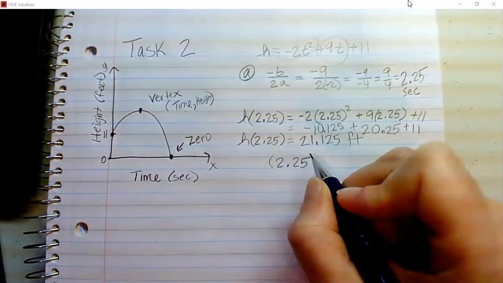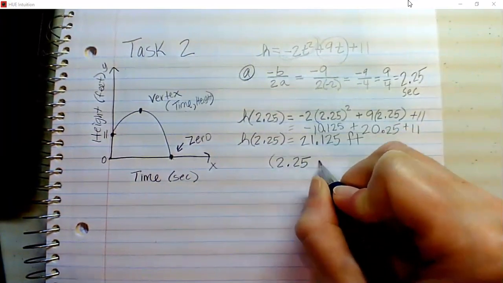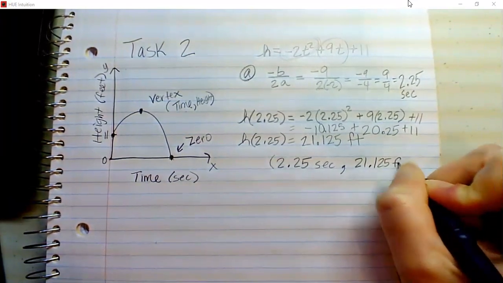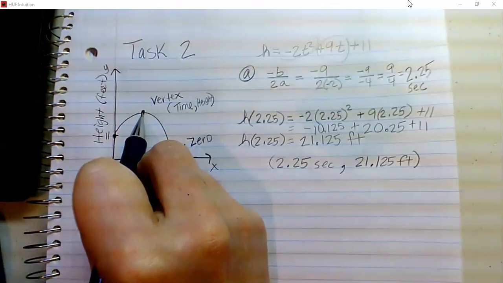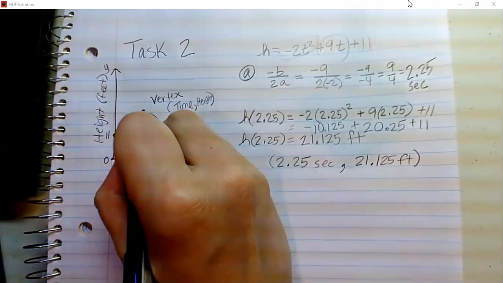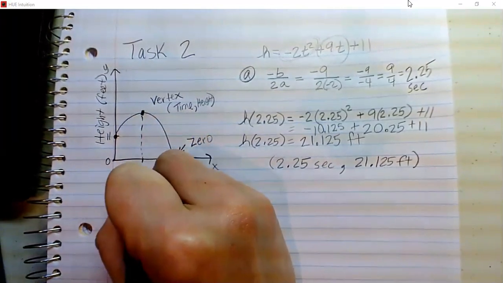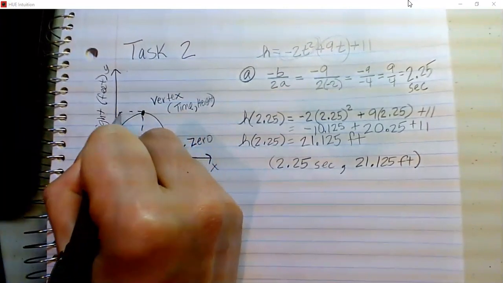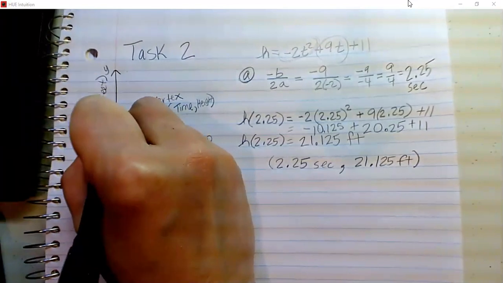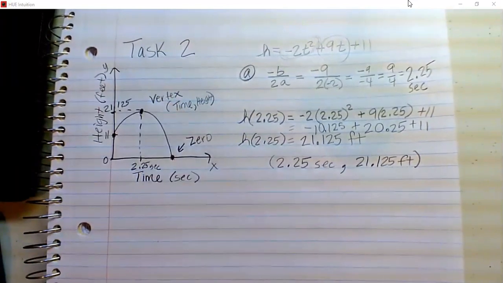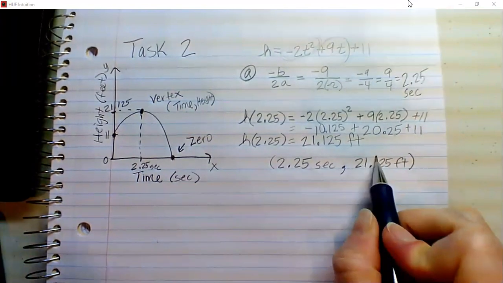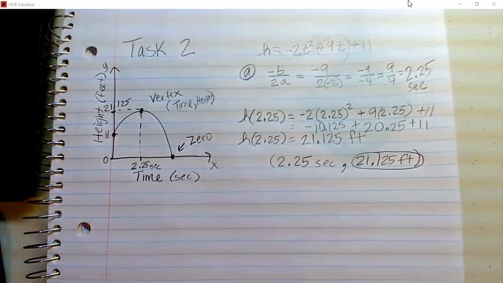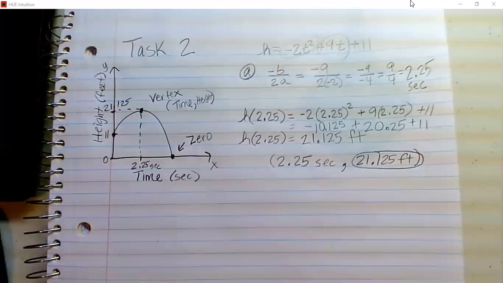So his vertex is at 2.25 seconds. That squirrel is 21.125 feet off the ground. We're talking about this point right here, his max height. So I know that this time right here is 2.25 seconds, and his max height right over here is 21.125 feet. Impressive squirrel, okay? So the answer to part A would be 21.125 feet, because the question was asking, what's the squirrel's maximum height? There you go, 21.125 feet.